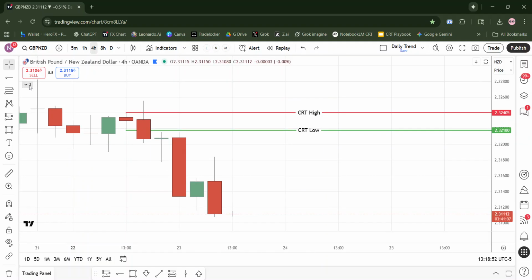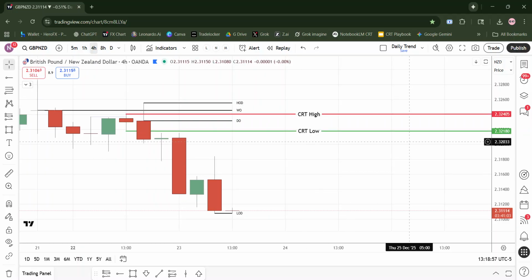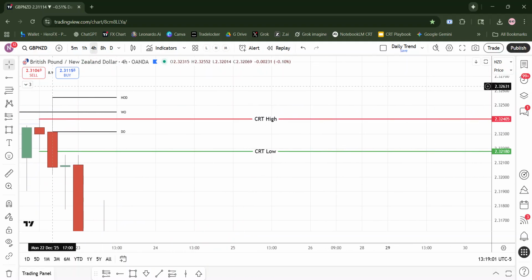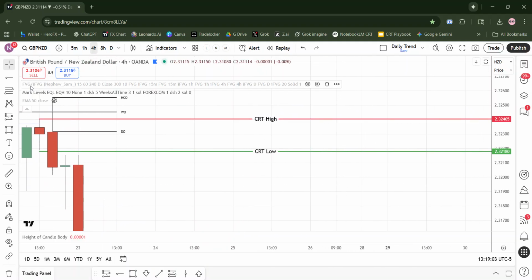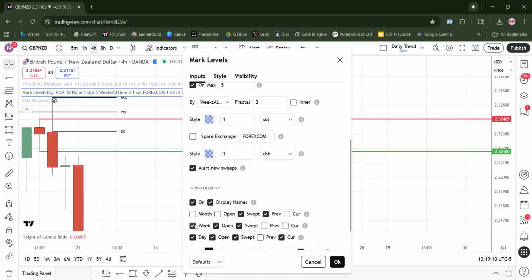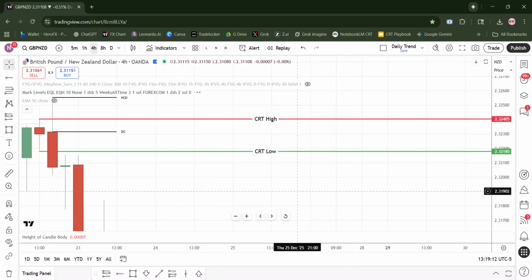What we're going to do is look at the pattern for today that did play out on pound New Zealand. This was a two candle range theory pattern that was a continuation. There's actually two ways that you can trade these. Let me get rid of the weekly open. There we go. Okay, so there's two ways to trade this.